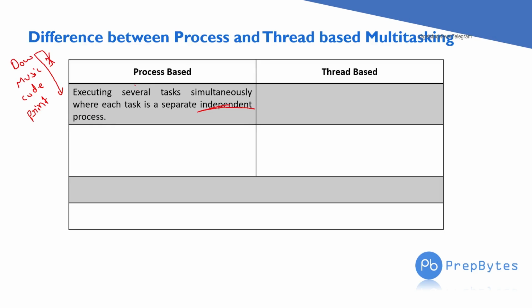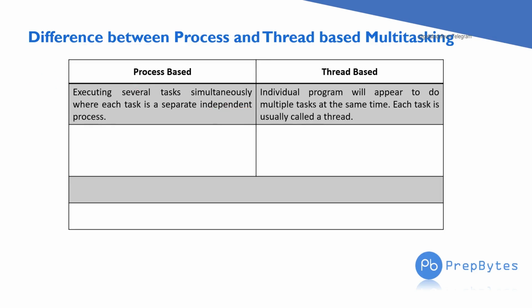I think it is very clear now. So what is thread-based multitasking? Individual programs will appear to do multiple tasks at the same time. Each task is usually called a thread. What does this mean? For example, we have our program, suppose it has 100 lines of code. But the first 50 lines of code and the other 50 lines of code are not dependent on each other. One is performing a different job and the other is performing a different job. So what we can do? We can divide them into threads.